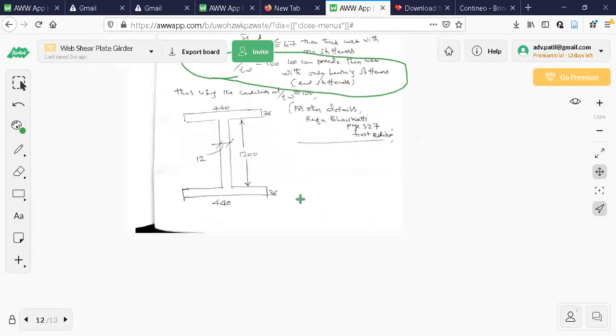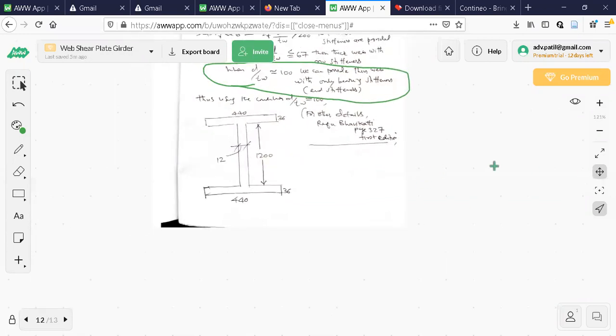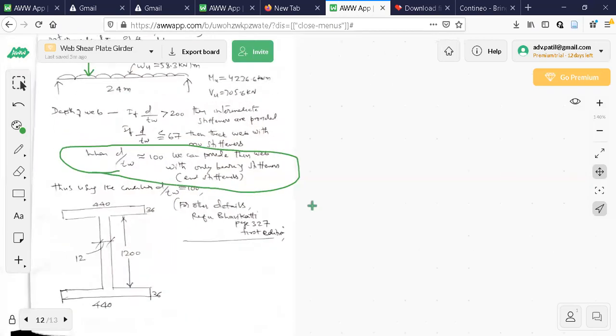So any questions here? Anybody has any question in this? So all of you type your USN here. Anybody has any questions to ask in this?